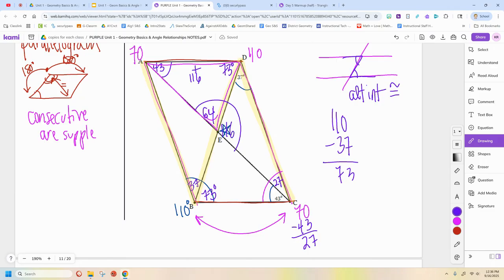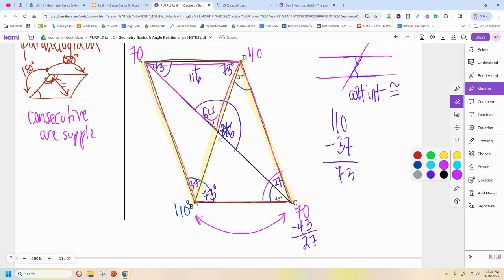Do you see? So now I got to use another markup. So this is hard. So here's my tent. Do you see the exterior angle theorem? Yeah. Outside equals the two remote interior on the inside.